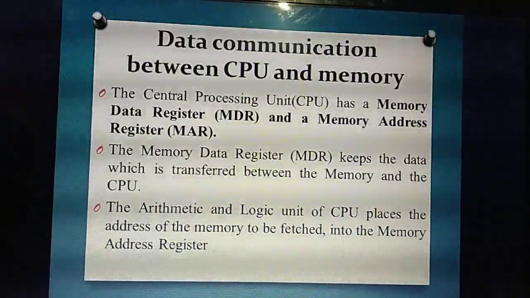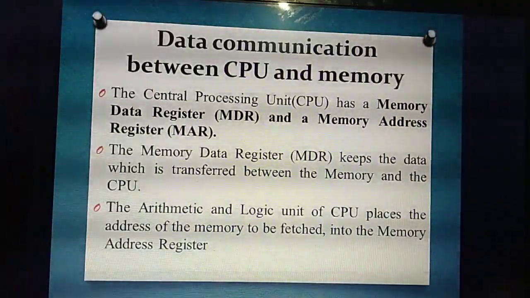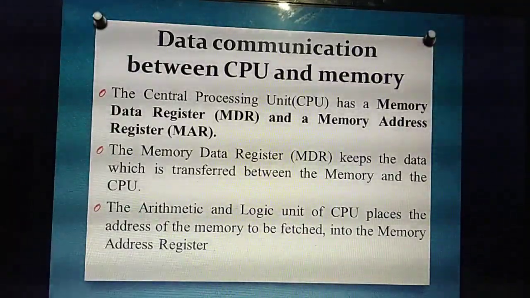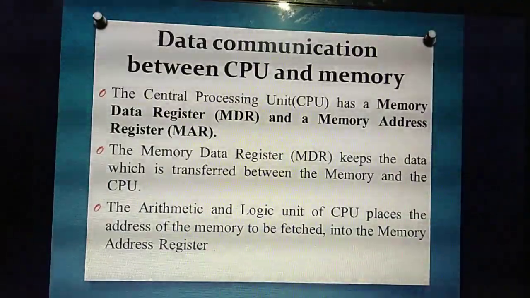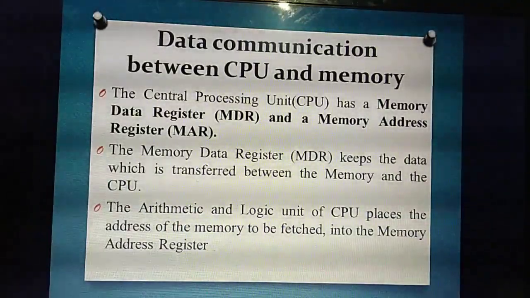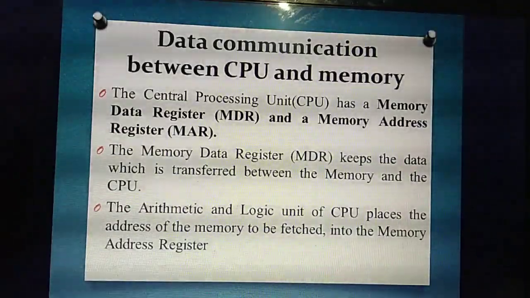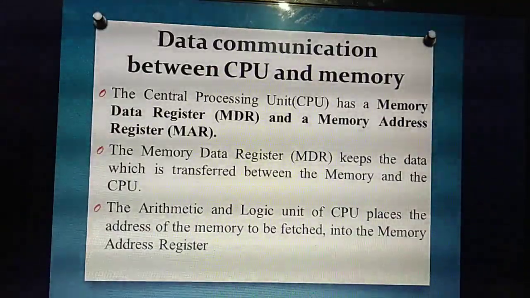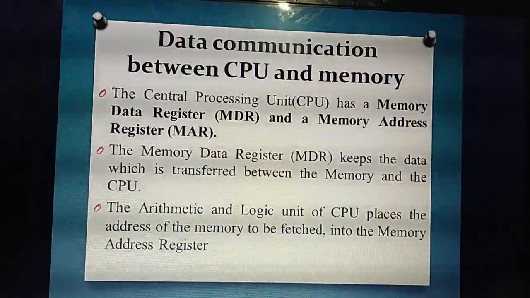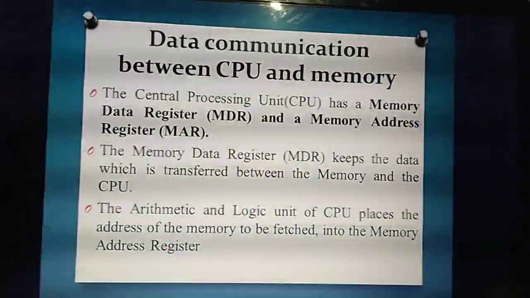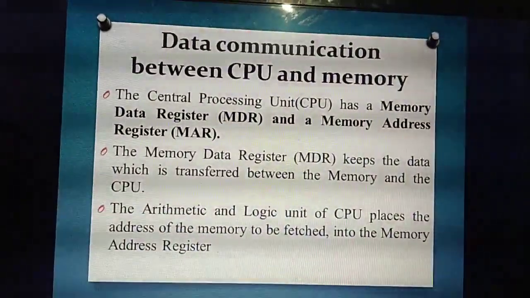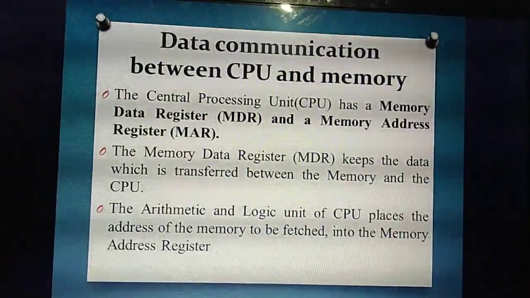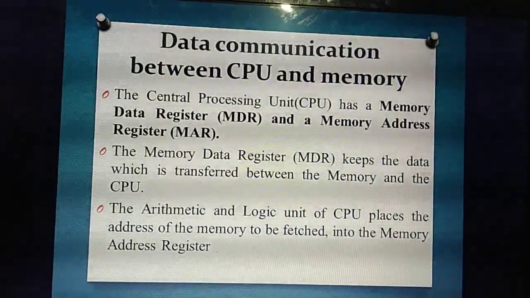Okay. Next heading is data communication between CPU and memory. The name itself has data communication. What do you mean by communication? For example, I am talking to you, so I am communicating to you. That is interaction, isn't it? Likewise, data communication between CPU and memory. Data needs to communicate between two devices. What are the devices? CPU and memory.